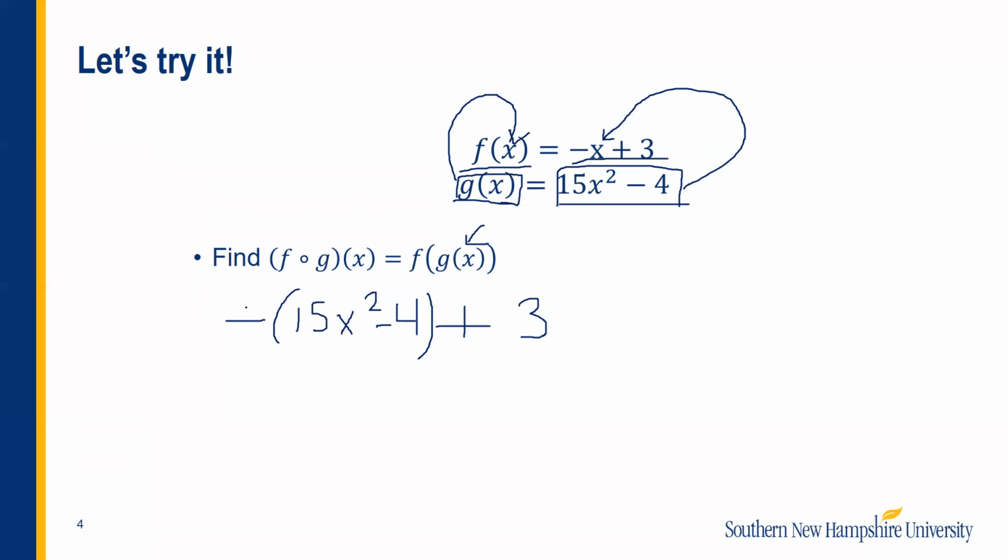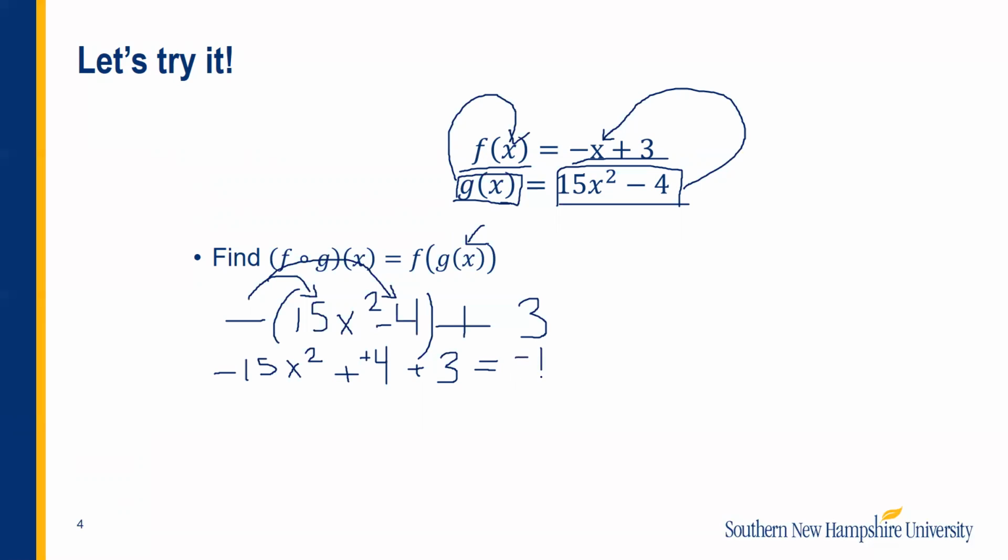The negative needs to apply and distribute to both terms. So it's going to be a negative 15x squared minus a negative 4 plus 3. We can't forget our plus 3. And when we subtract a negative 4, that becomes plus a positive 4. If you don't know the negative rules, definitely look those up, learn them. It's a good thing to know.